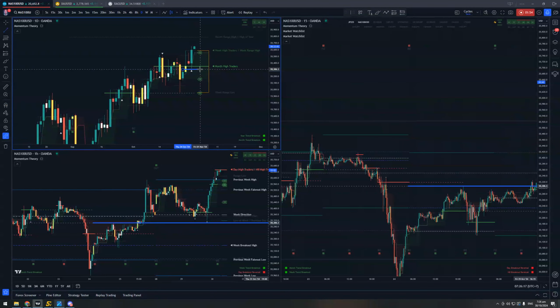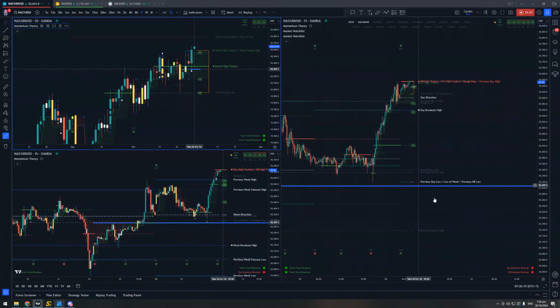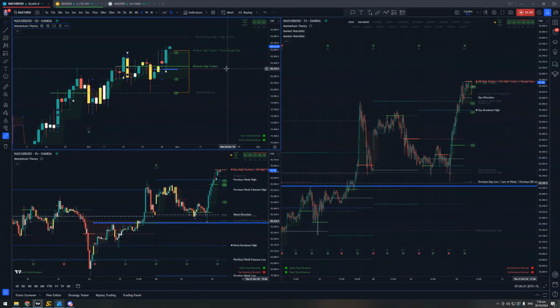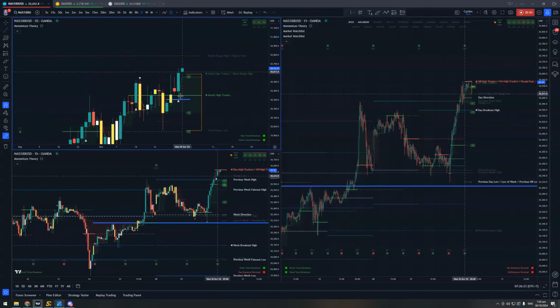Here's the last bullish breakout bar. So this is a breakout level. This is a relevant breakout level. And we get a fake out of the previous day low above that breakout level.